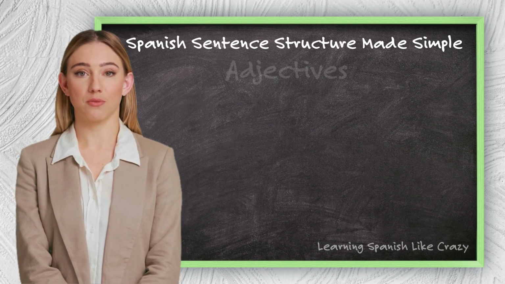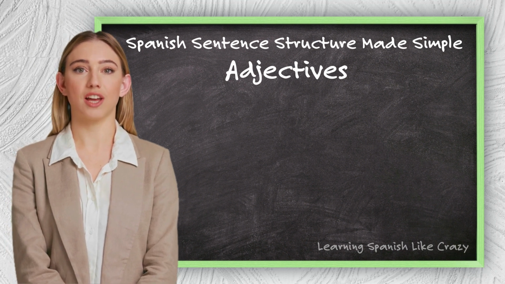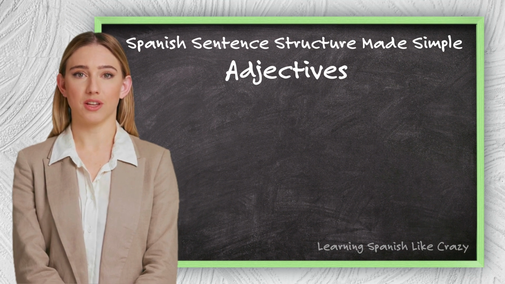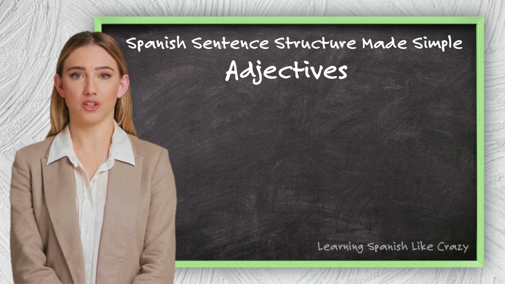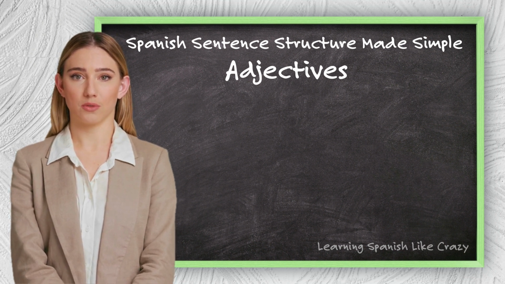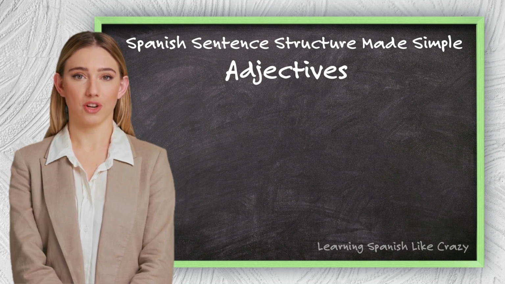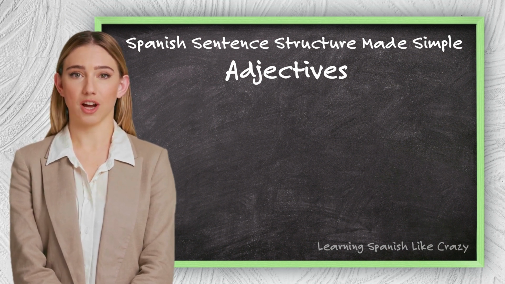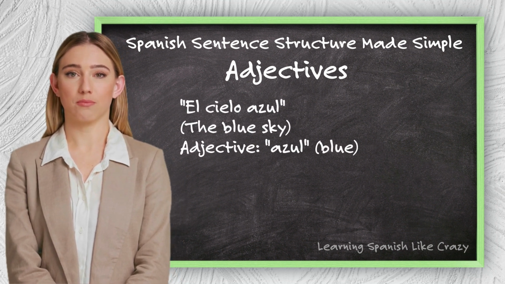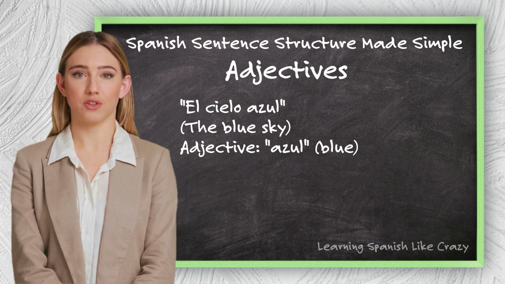Moving on to adjectives. Adjectives are words that describe or modify nouns, adding more information about them. In Spanish, adjectives typically come after the noun they describe, which is different from the English word order. To use adjectives, think about the characteristics or qualities you want to express about a noun. For example, if you want to say the blue sky, in Spanish, it would be El cielo azul. Notice how the adjective comes after the noun, unlike English.